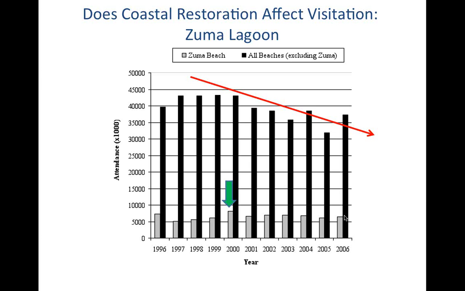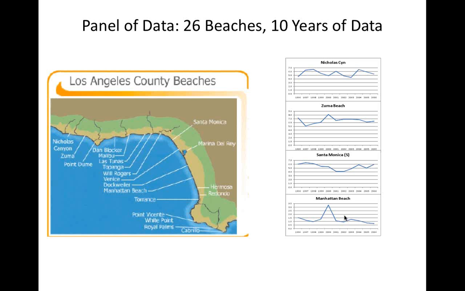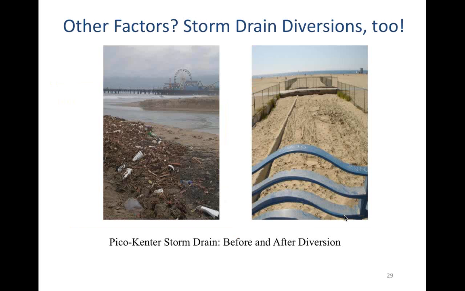And so what we were able to do is we collected this beach visitation data for these 26 beaches. We have 10 years of data, and this is enough to let us start doing an analysis. Okay? But we have to recognize other things were happening at the same time. There was a process to start diverting storm drains generally up and down the coast. And you can see on the left, this is what the Pico-Kenter storm drain looks like when it isn't diverted. This is what it looks like when it is diverted. That possibly is a factor that could explain what's going on with beach attendance at Zuma and other places. But it also could be weather, it could be access to Zuma.